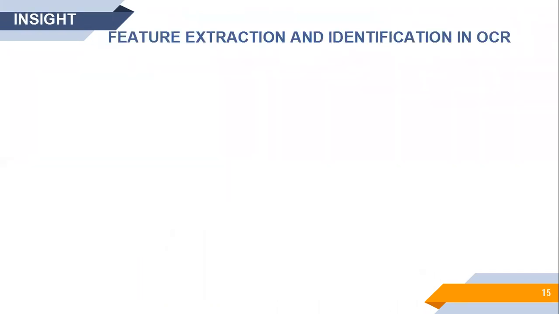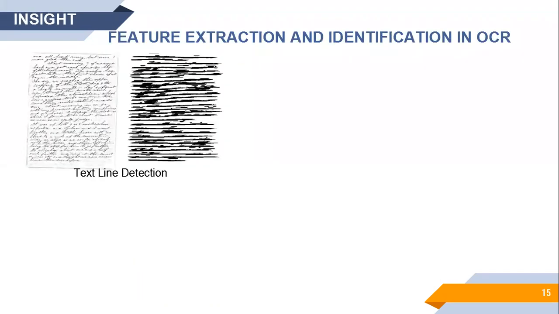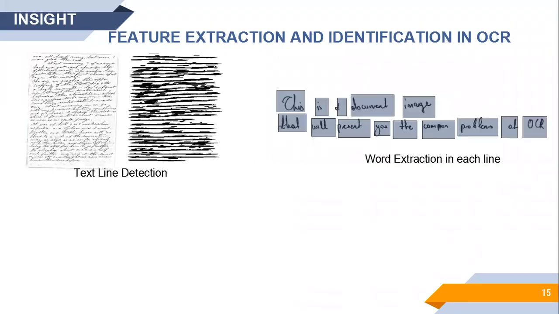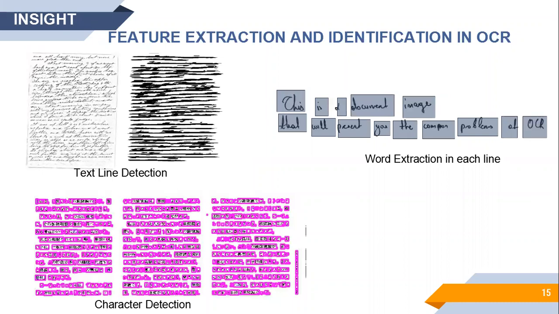Next one is the feature extraction and identification in OCR. These are also three types: text line detection, word extraction, and character detection. So first one is the text line detection. Text line detection is nothing but dilation as we saw in the previous slide. Word extraction means based on the coordinates, each and every line is extracted. One box is considered as one word by the OCR machine.